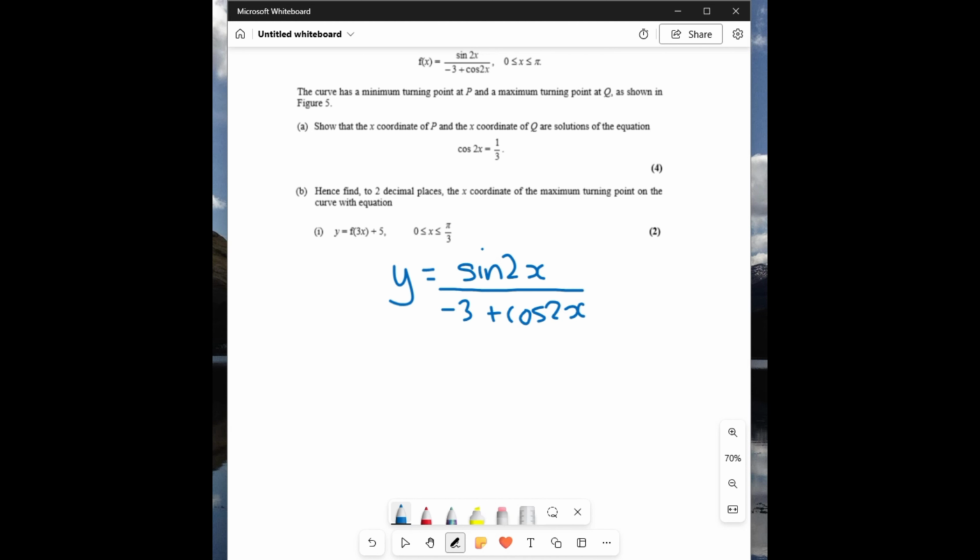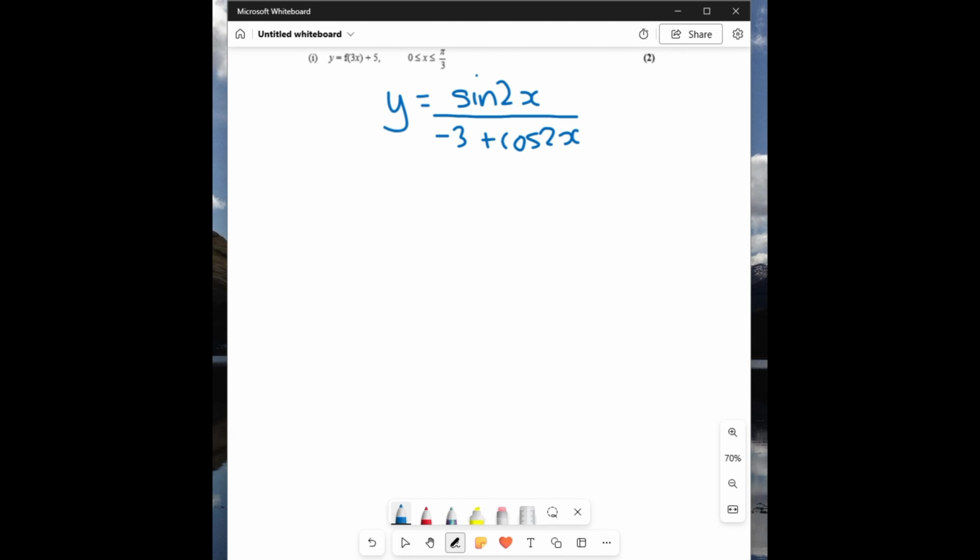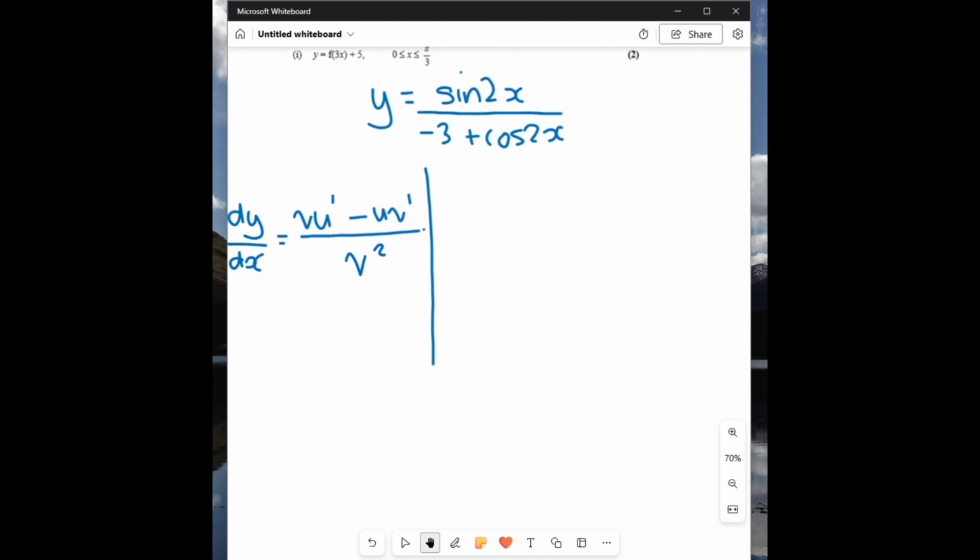Now, when we're differentiating here, because we've got a fraction, we are going to have to use the quotient rule. So I'm just going to put it on here. I write it in terms of u's and v's. It starts with v, first derivative of u, minus u, the first derivative of v, all over v squared. Now what I always do is define what all those things are, just to make my life a little bit easier. So for the quotient rule, u is always the numerator and v is always the denominator.